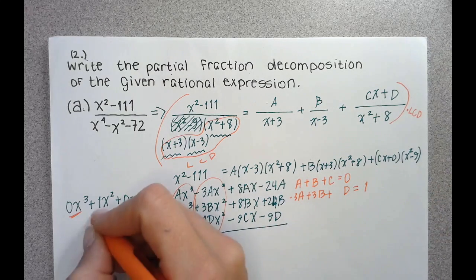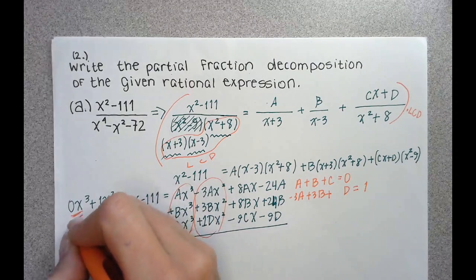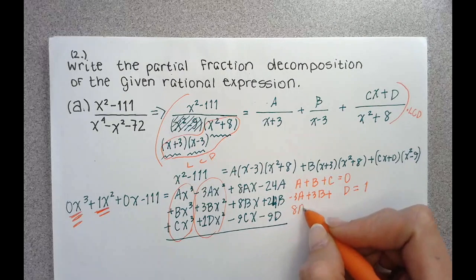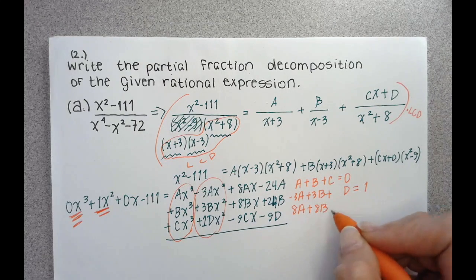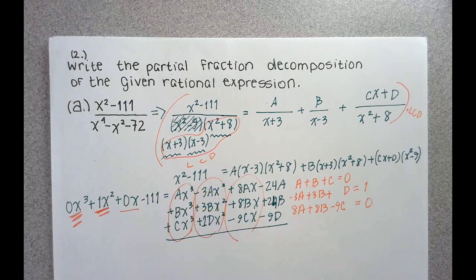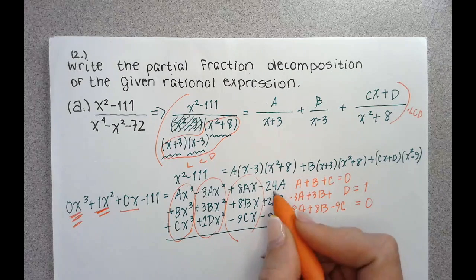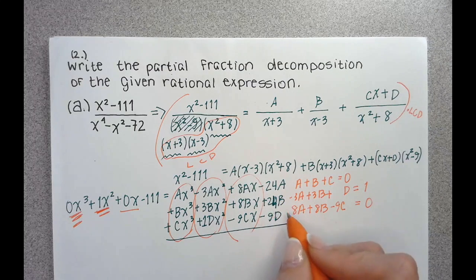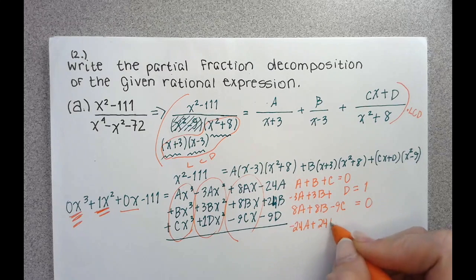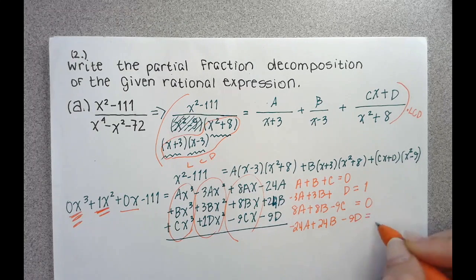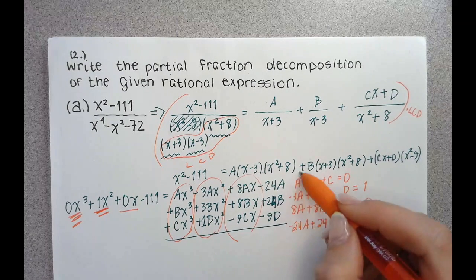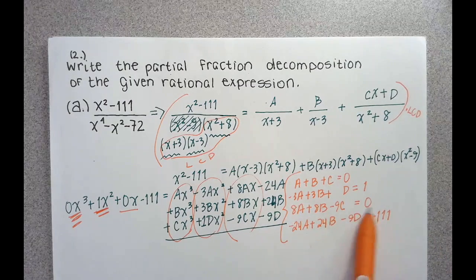Those are my quadratics, okay? So second degree, third degree. Here, my linear. 8a plus 8b minus 9c equals 0. That equals that. And over here, negative 24a plus 24b minus 9d has to be equal to negative 111. Okay? So my system of four equations are here.